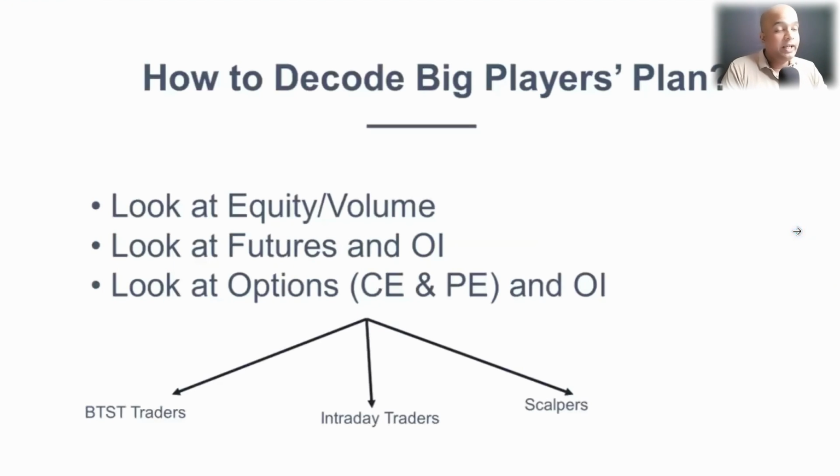So now you can decode big players' plan in these manners. Let's say HDFC Bank. You find out that HDFC might go upside. Then look at equity and look at the volume, just to ensure everything is proper. Look at futures and look at the OI: whether long build up is happening or not, or short covering is happening. Just check with futures and OI, and look at options CE, PE and OI, especially at least for one leg at the money, and if possible one leg in the money and one leg out of the money. If you do these things, definitely it will help us.